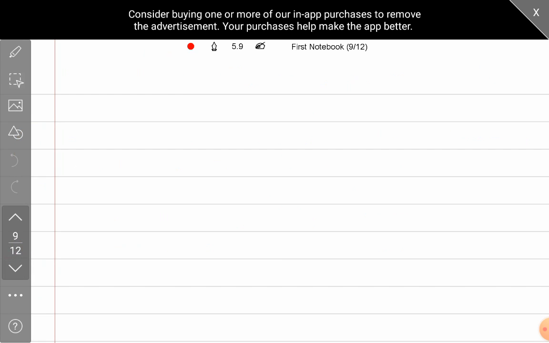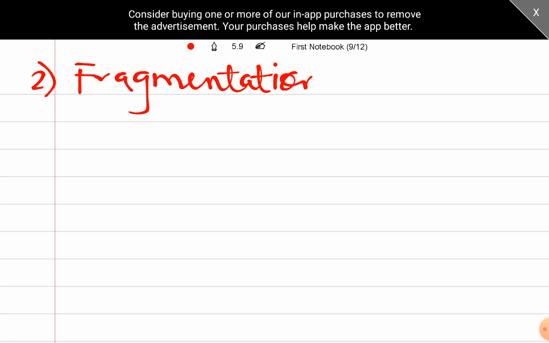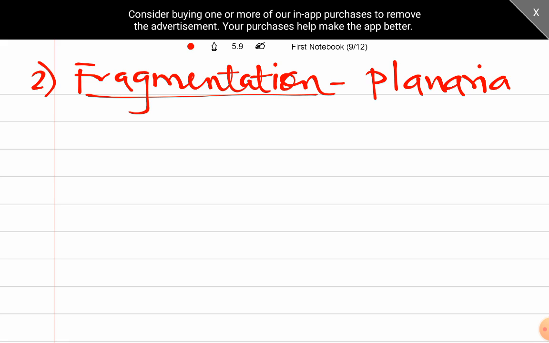Okay, let us see the next type, the second one, fragmentation. The name itself indicates it fragments the animal into multiple pieces. It breaks up the animal into two or more pieces, and each one develops into an individual. The example is again planaria. It was the example of transverse binary fission, as well as an example of fragmentation also.